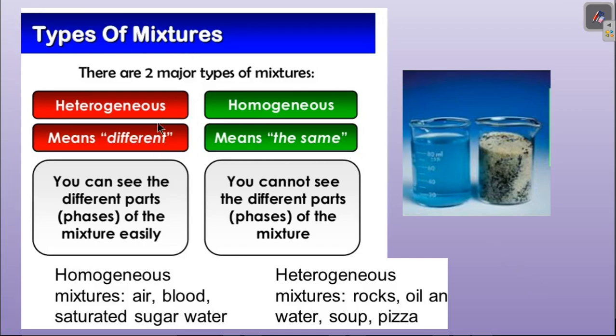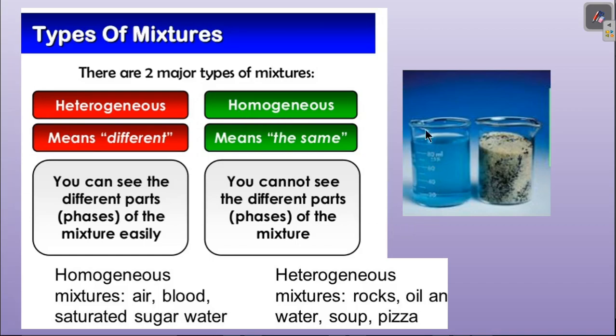Now, types of mixtures, we mentioned them before, but a little bit more clear here. The two major types of mixtures are heterogeneous and homogeneous mixtures. Homo means the same, hetero means different. For anything, okay? You're going to hear those words in other places. You attach those prefixes to other parts of the word, and it just means different or the same.